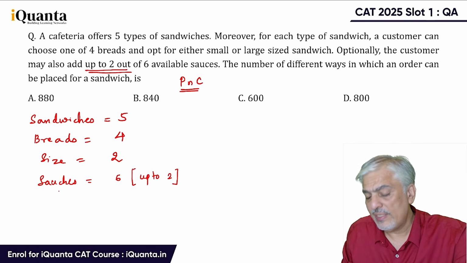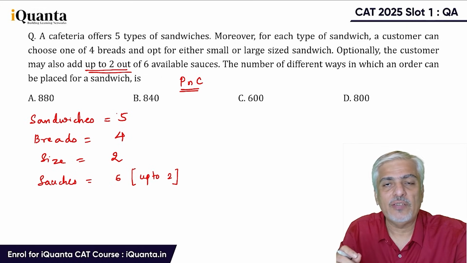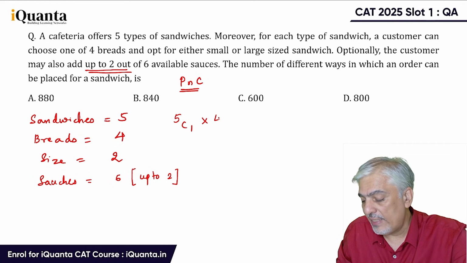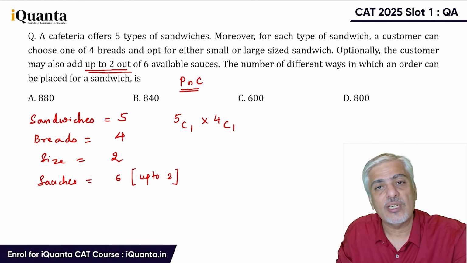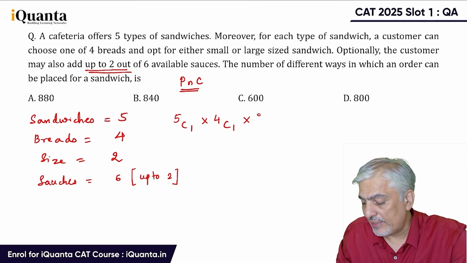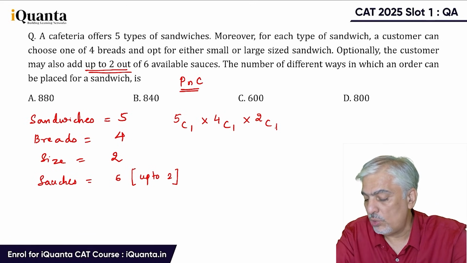So if I don't look at the sauces part right now, suppose there are 5 different types of sandwiches available. I can choose any one of them because I want one sandwich. I can take any one type of bread. So selection, that is why it is C. So there will be one type of bread, 4C1. One type of size, small or large, that is 2C1.